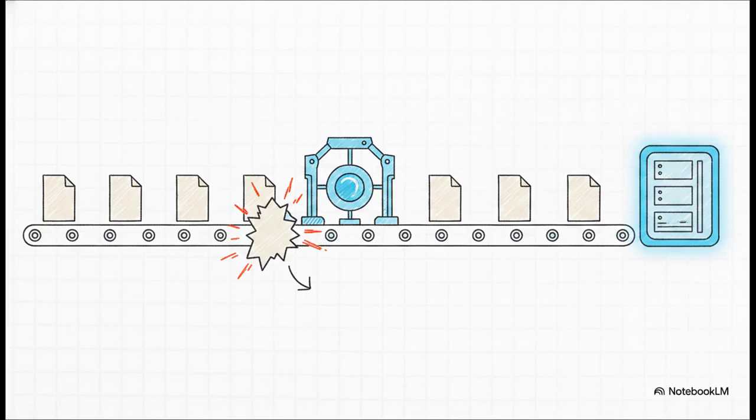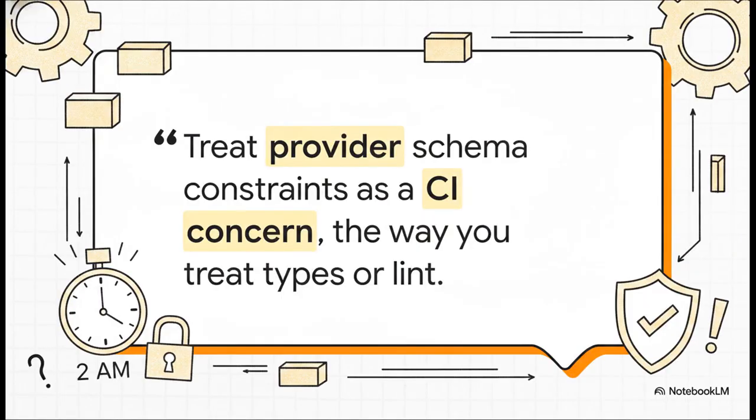And honestly, the best part? These are static checks. They require 0 API keys, 0 model calls, and absolutely $0 spent on tokens just to verify your schemas. Which brings us to this powerful concluding thought from Dan Mercede. He says, treat provider schema constraints as a CI concern, the way you treat types or lint. The days of treating LLM schemas as loosely typed suggestions are completely over. The constraint surfaces are documented, sure, but they're scattered and they're opaque.